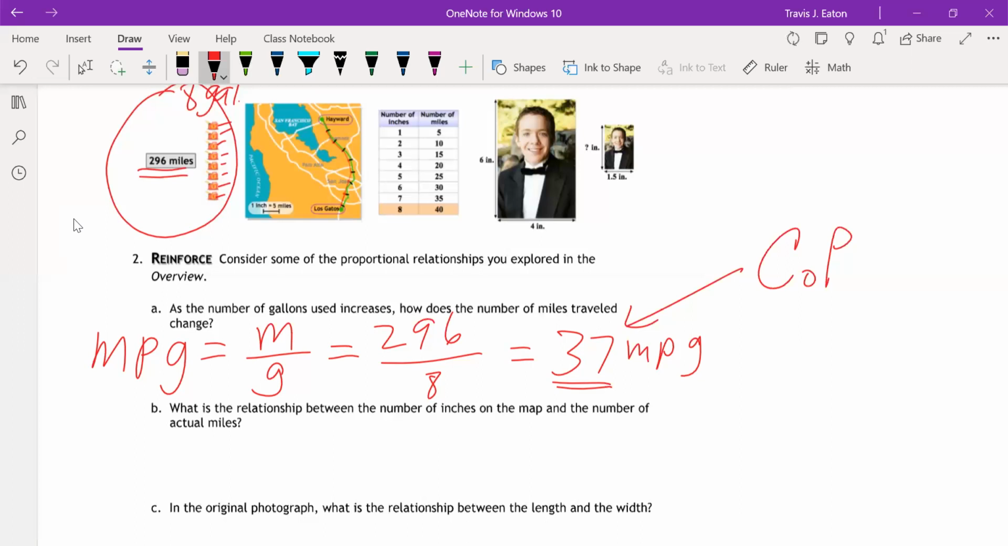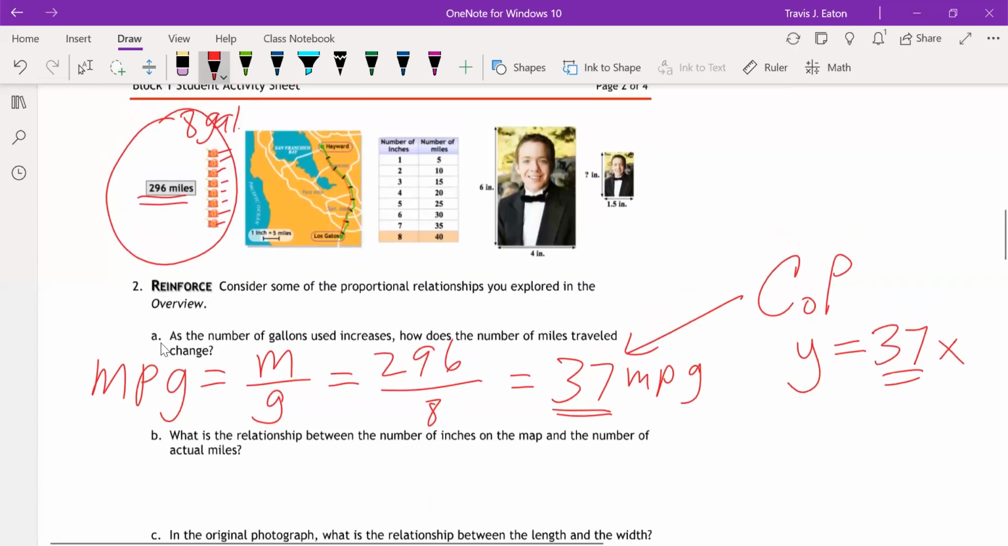Constant of proportionality. So if we were going to write this out, the number of miles that you can travel is equal to 37 multiplied by the number of gallons that you put into your tank. See, there's our equation. It uses that constant of proportionality.